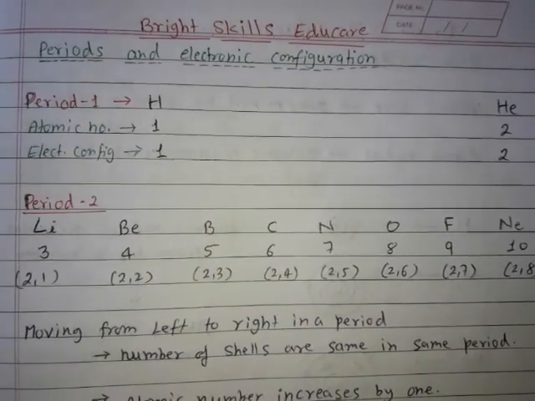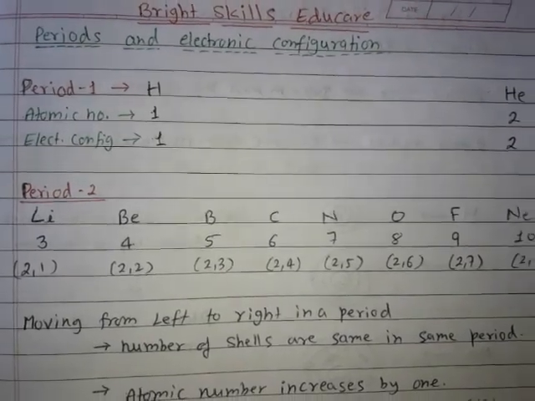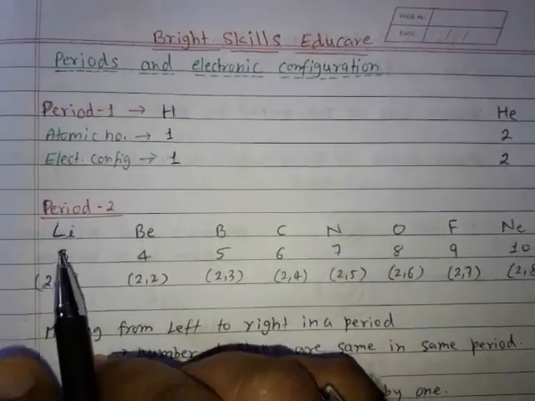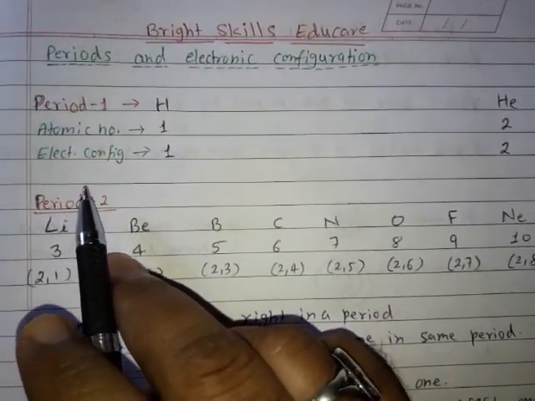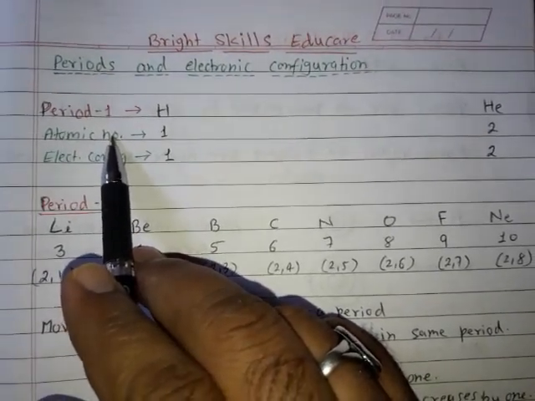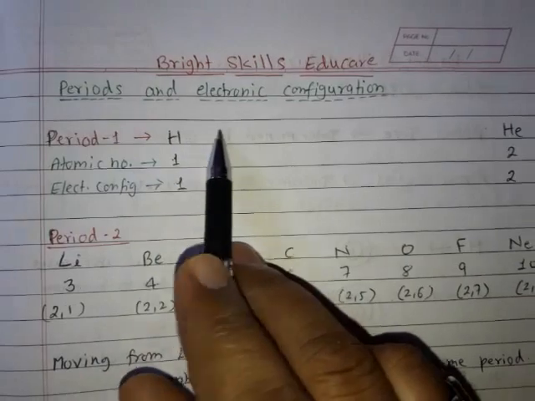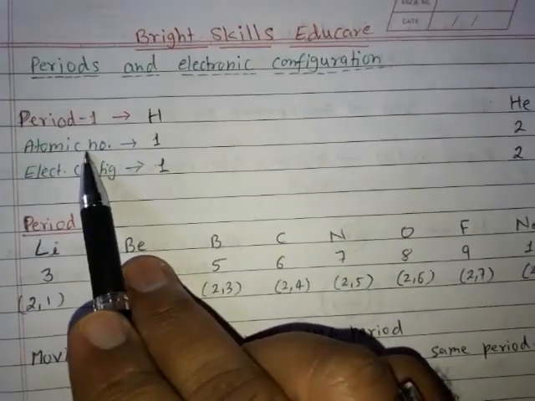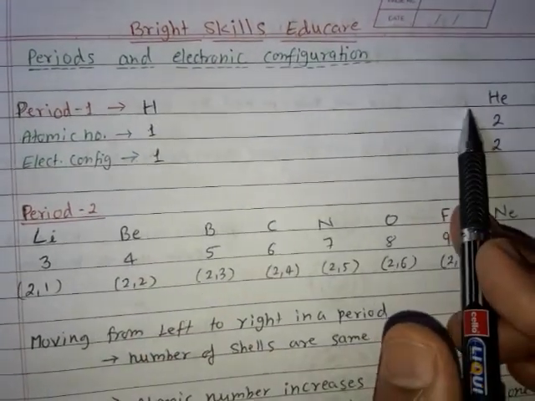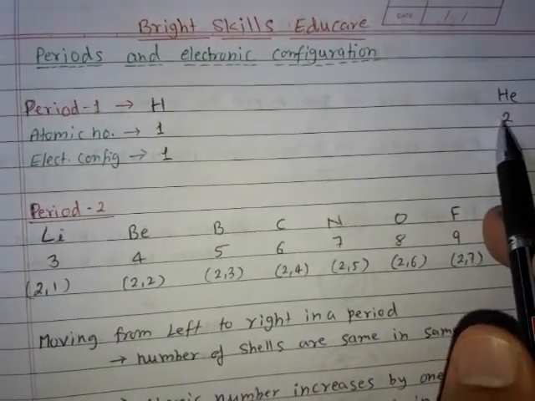Okay, students. Now, in the previous lecture we discussed groups and electronic configuration. Now it is periods and electronic configuration. What are periods? Horizontal rows in a periodic table are called periods. There are 7 periods and 2 series, the lanthanide series and the actinide series. Now, period and electronic configuration. I am displaying here period 1. There are 2 elements in period 1, that is hydrogen and helium. The atomic number of hydrogen is 1 and the atomic number of helium is 2.